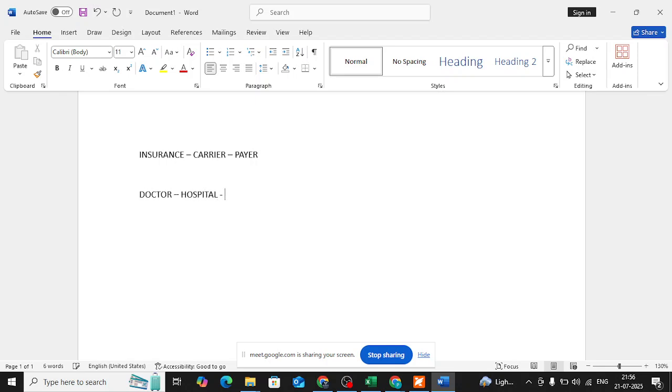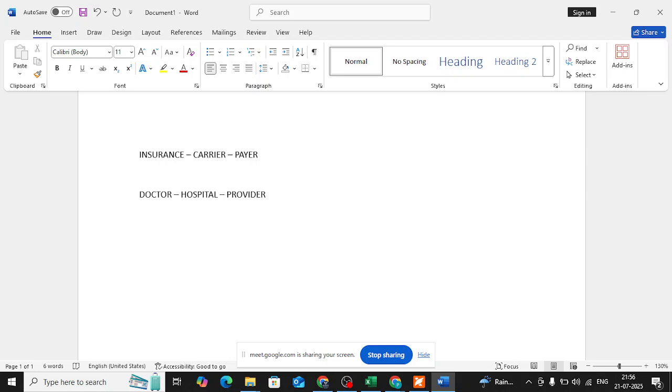Doctor or hospital also have one common name, that is the provider. If someone is using, or I am also using the word provider, that means doctor or the hospital, whoever is providing health related service. A common name for that is provider. It might be the compounder, nurse, doctor, hospital, pathology, or ambulance, anything. So provider is the common name for whoever is providing health related service.